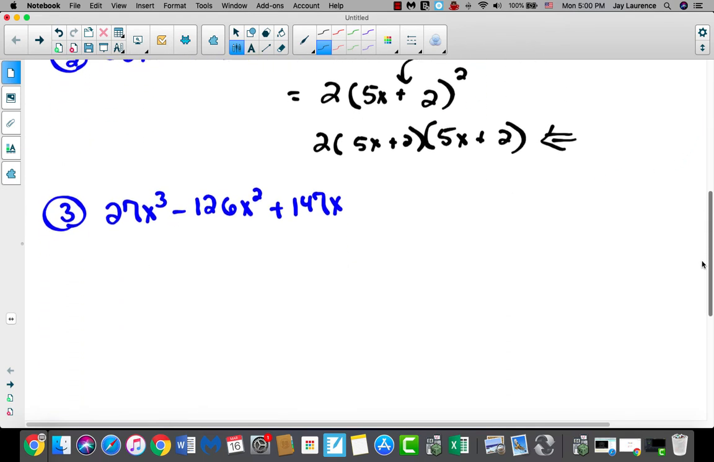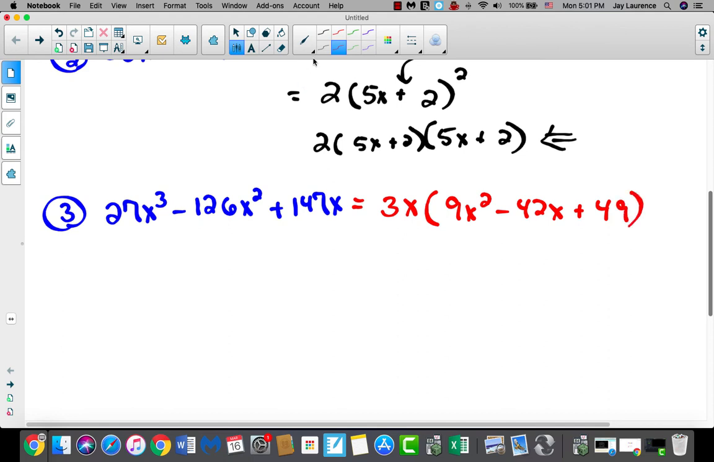Okay. Number 3, well, 27x cubed is definitely not a perfect square, but I'm suspecting there's a GCF in there. All right, so I think I'm going to try to pull a 3 out. I think a 3 and actually an x is going to work. So when I pull a 3x out, I'm going to get a 9x squared. Oh, 126 divided by 3 is going to be 42. Yeah, 42x. A 147, well, 3 is going to go into 14 4 times. 2, 27, that's going to be 9.